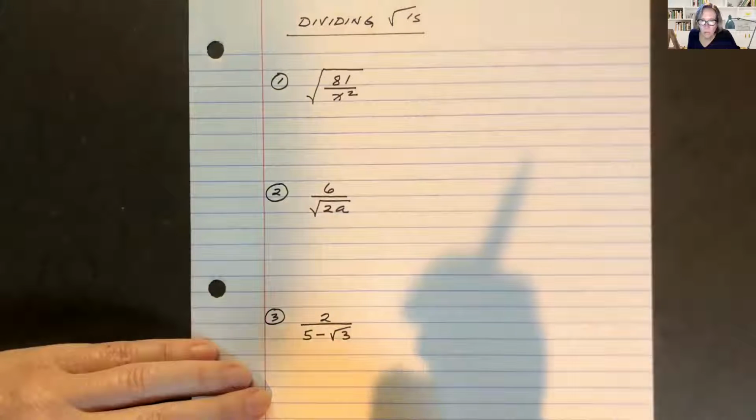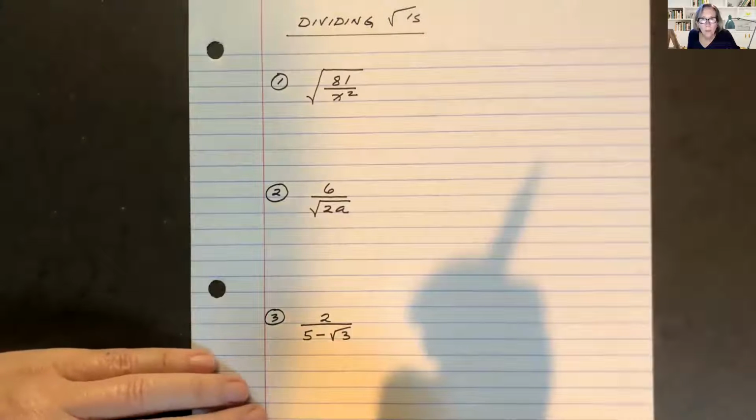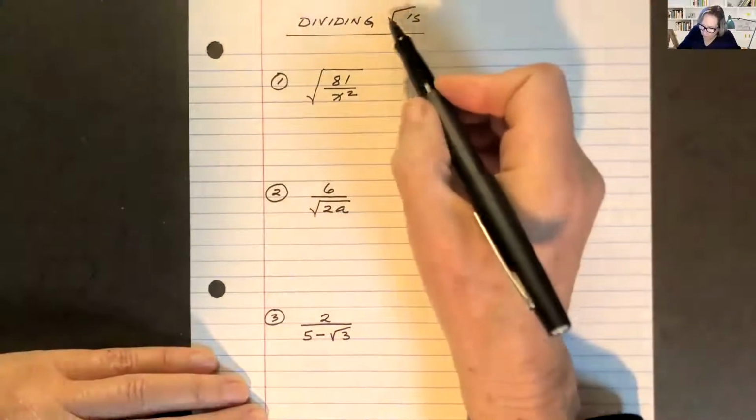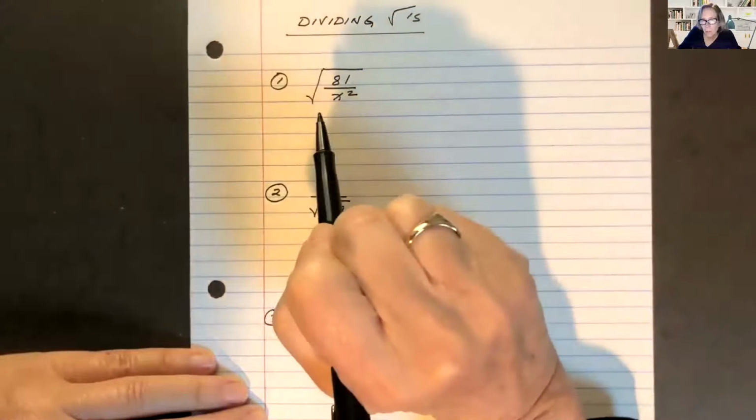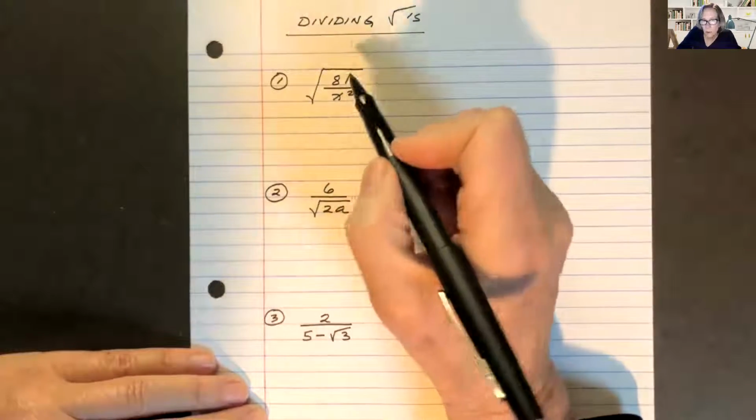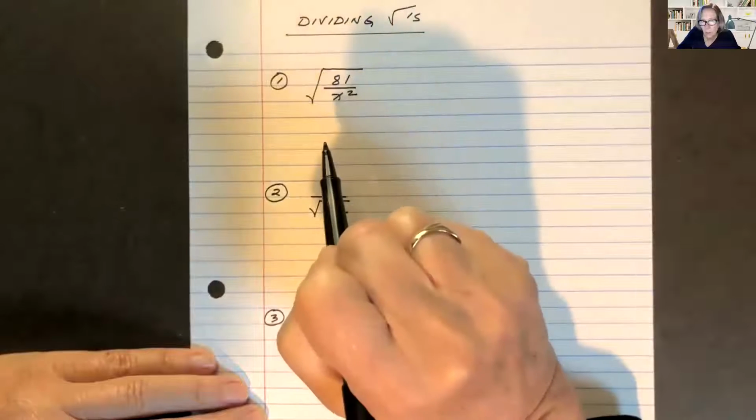Hi, this is a little video on dividing radical expressions. So remember that there's a couple rules when we divide. We cannot leave a radical in the denominator of a fraction, so we have to get it out. We also cannot leave a fraction under a radical.